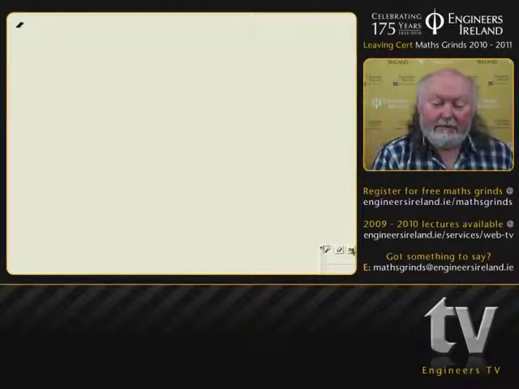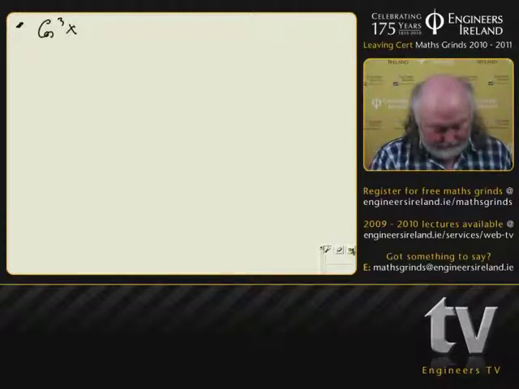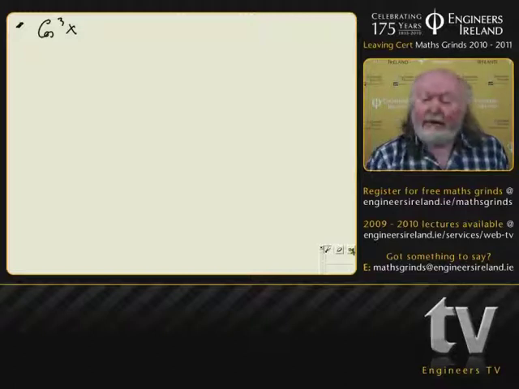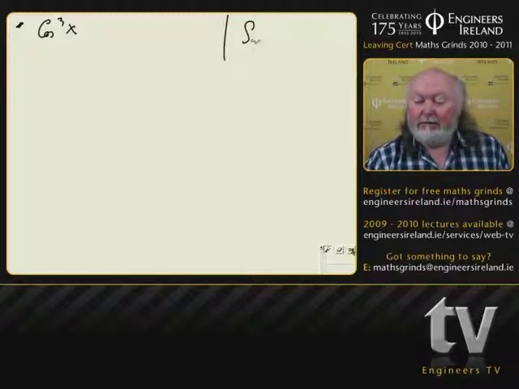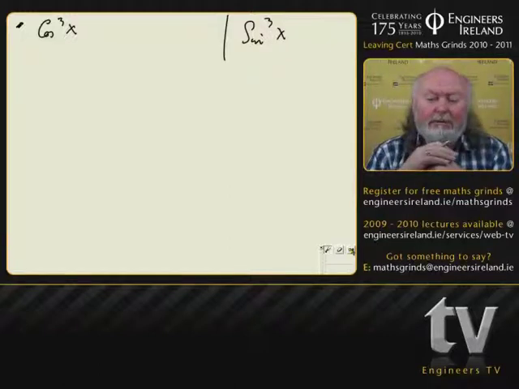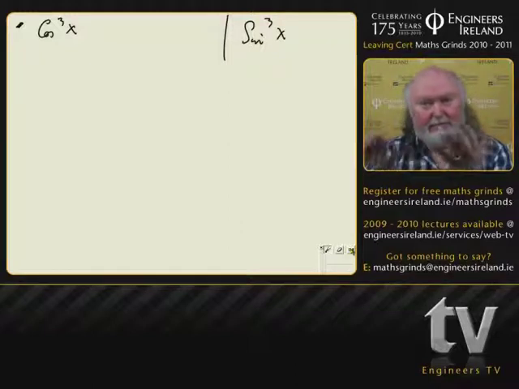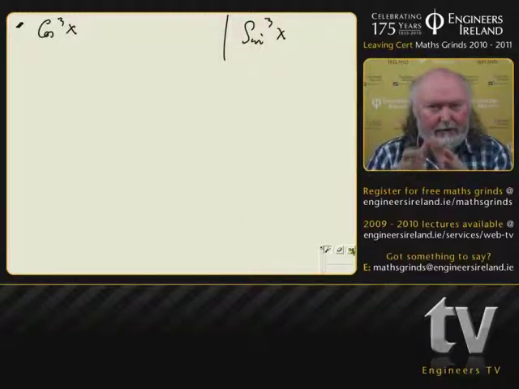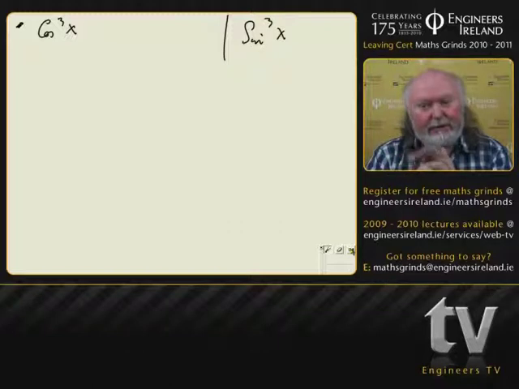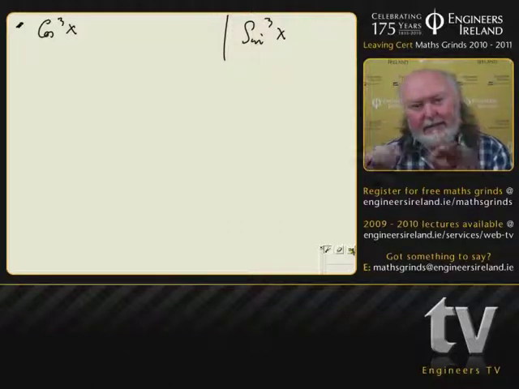Here's another type. Cos cubed x. And obviously the same lesson is going to be learned about sine cubed x. We know that when we differentiate cos we'll get sine, and vice versa. Forget about whether there's a minus or not at the moment. We know that they're linked.